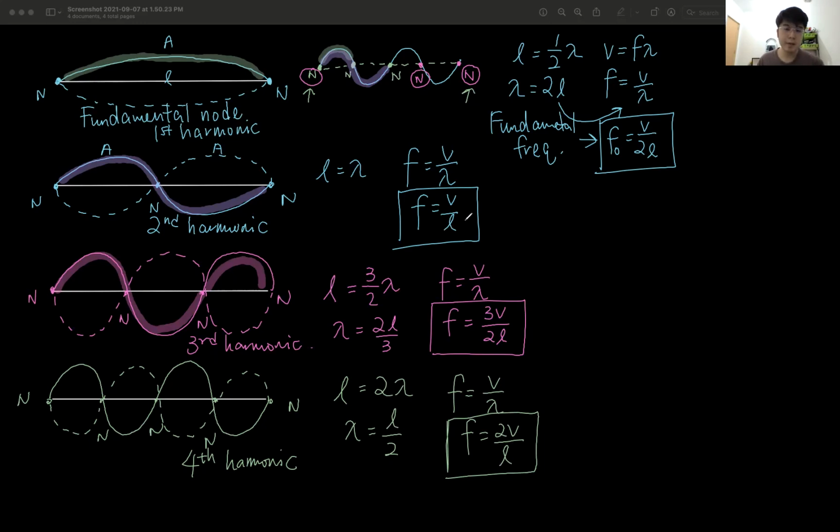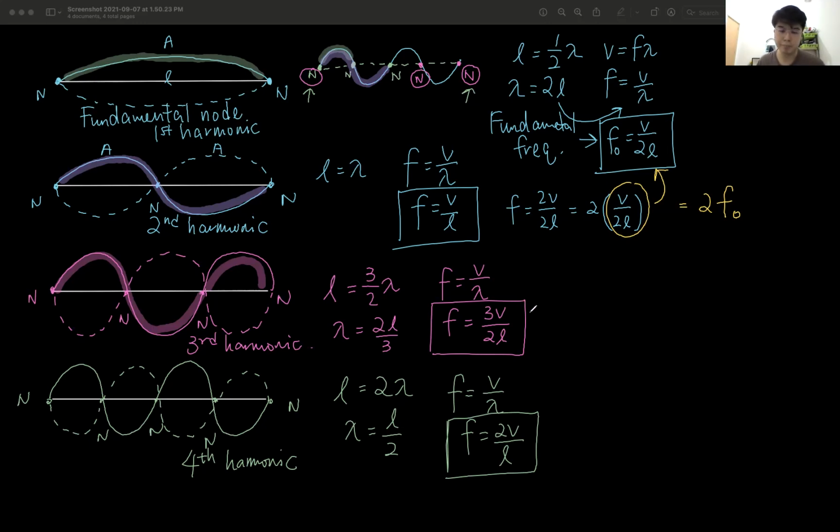Okay, so let's say you see here the second harmonic. This one I can express it as F equals to 2V over 2L. Right? So if I cancel it, I get the same thing. So 2V over 2L. And this one, I can write it as 2 bracket V over 2L. What is this? V over 2L, this is my fundamental frequency. So I can write 2 fundamental frequency. In other words, the second harmonic is twice the fundamental frequency.